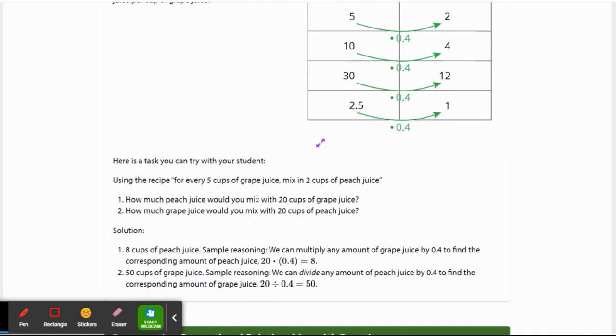At the end of that letter, you'll have a task you can try with your student. There'll be a couple questions, and the solutions are provided, so you don't need to feel like you have to be an expert. This is just an extra place for practice for your student. If your student tells you they don't have any homework, these are a perfect place to send them to be able to practice what they've recently learned.